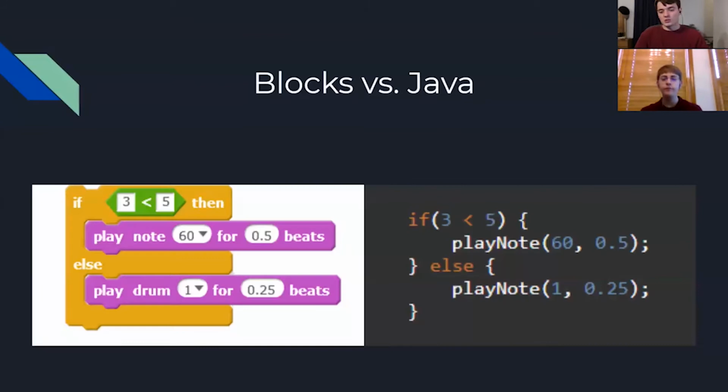Here we have an apples-to-apples comparison between a code segment in blocks and a code segment in Java. As you can see, the same elements are there in both of them, but in Java, you actually have to write out the brackets and the semicolons and all those different things. You can see how when you're writing code in Java, there's a lot more opportunity to make a mistake, to not put one of the brackets, or to accidentally delete something and cause an error to happen, something that's not possible in blocks.